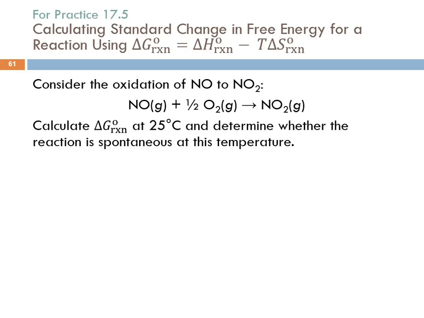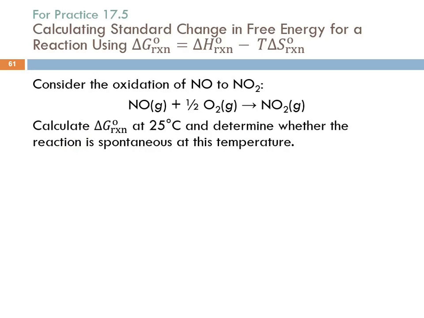So a couple of examples. Consider the oxidation of NO to NO2. So here's the equation. What is odd about that chemical equation? It's got a 1/2 in it. That's okay. When we deal with heats of formation, a heat of formation is always calculated to produce 1 mole of product. Okay, so that's why these are always going to be ending up with 1 mole of product.